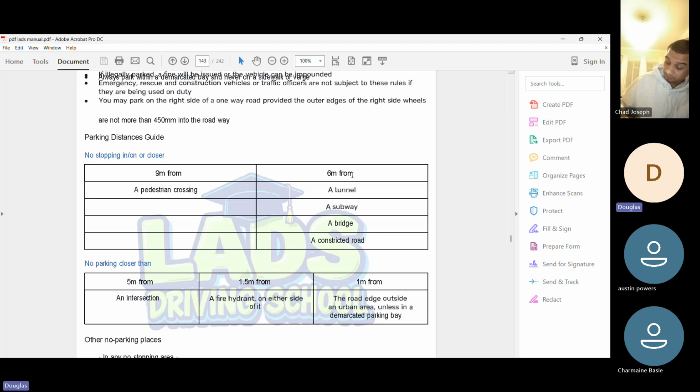On a constricted road, you're not allowed to stop within 6 meters. You are only allowed to stop after 6 meters. The difference is this: on a pedestrian crossing, the distance is longer. You're not allowed to stop within 9 meters of the pedestrian crossing, you can only stop after 9 meters. And on a tunnel, a subway, a bridge, a constricted road, it is 6 meters.